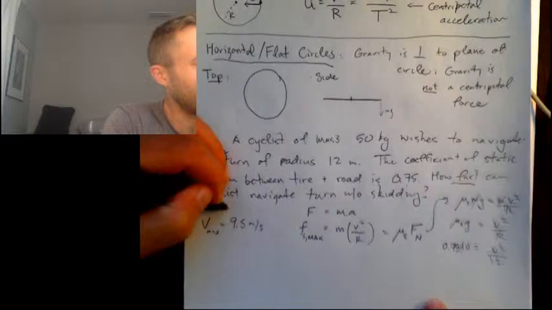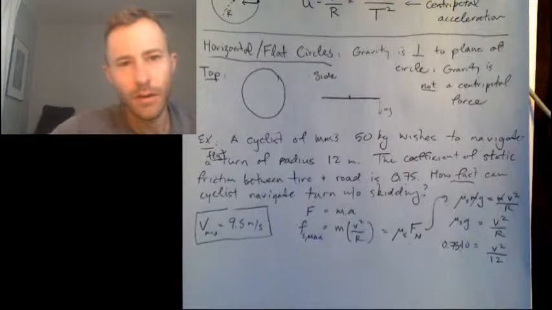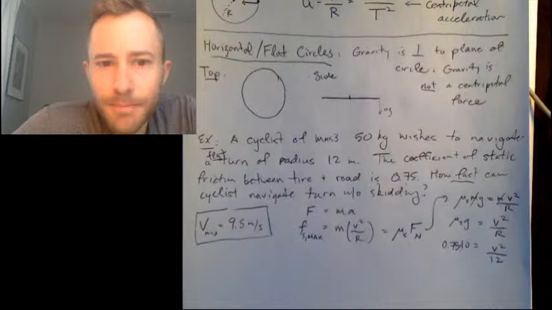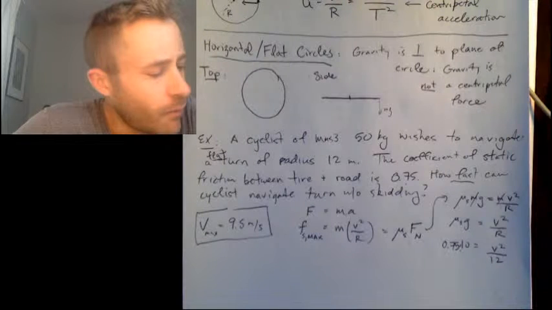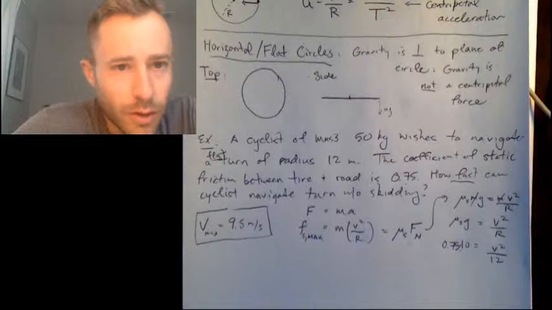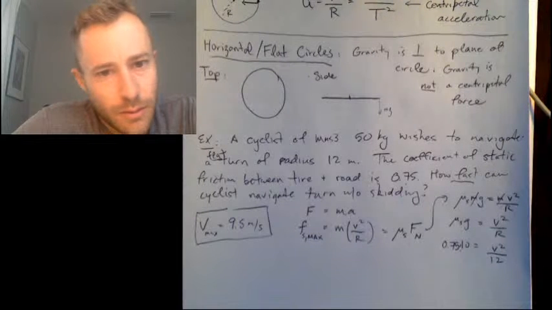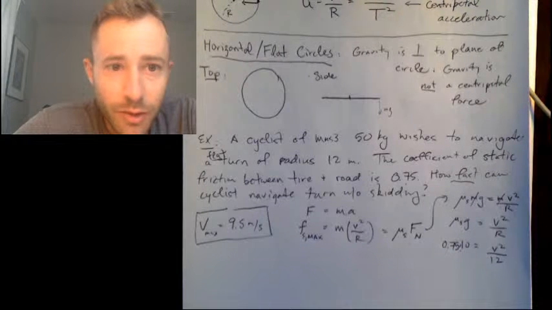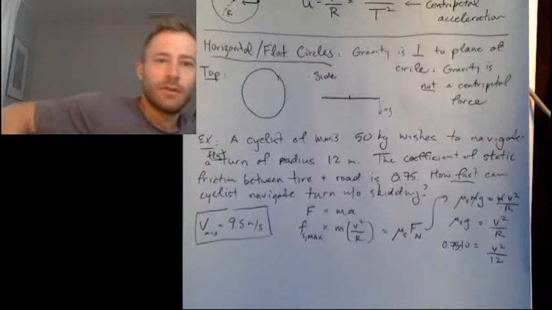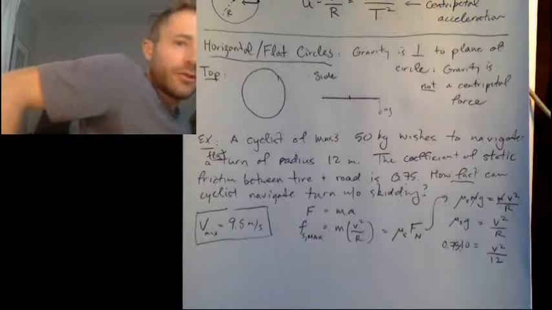All right, which is around 20 miles per hour. A little more than 20 miles per hour. So yeah, if the cyclist enters the turn with more than 9.5 meters per second of speed, then they're going to actually skid, and that could be dangerous.